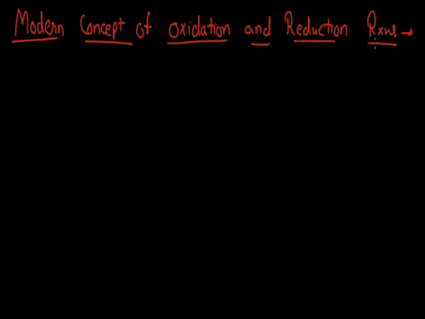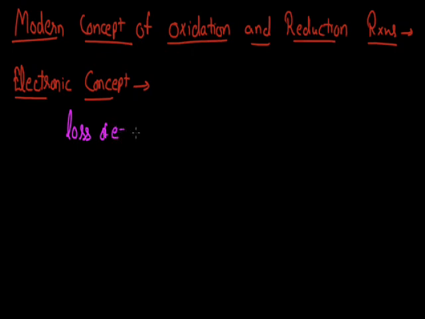In this modern concept to define oxidation and reduction reactions, two concepts are included, and the very first concept on the basis of which we will be defining oxidation and reduction reactions is the electronic concept. According to this electronic concept, oxidation is defined as the process where the loss of electron occurs.